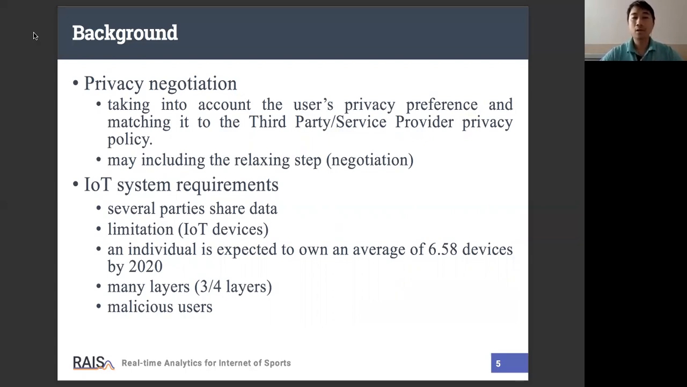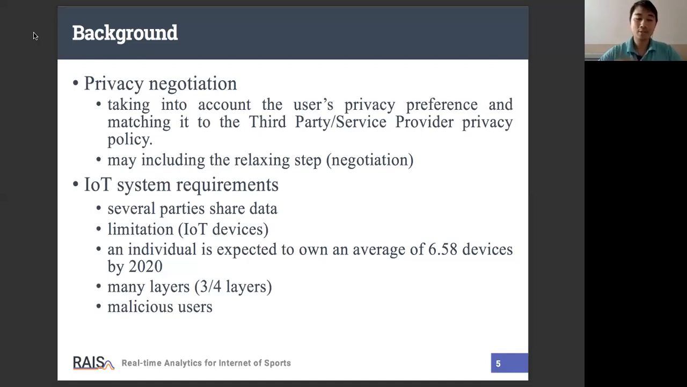However, we cannot directly apply privacy negotiation in the IoT system because of many problems in IoT. For example, there are several parties sharing data, not only the user party, but also the service provider party. For instance, we can easily find the same service with many options of service provider. For example, in social networks, we can find Facebook, Instagram, or Twitter. That is the reason why the user can share their data with Facebook, but they won't share this data with Twitter because of the privacy policy, something like this.